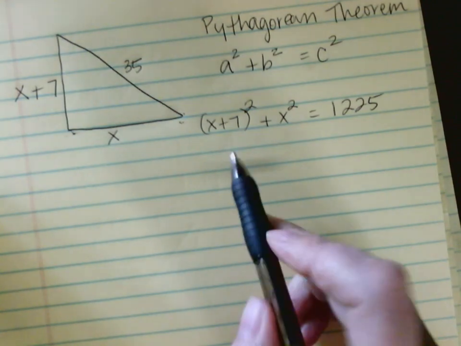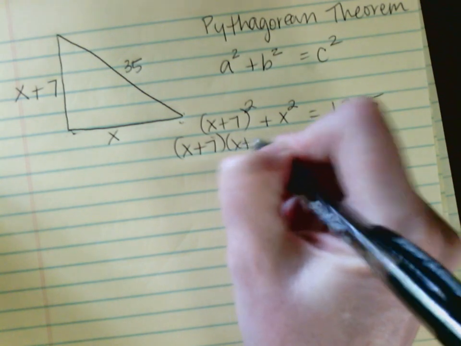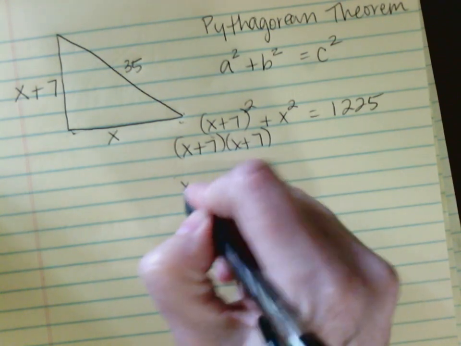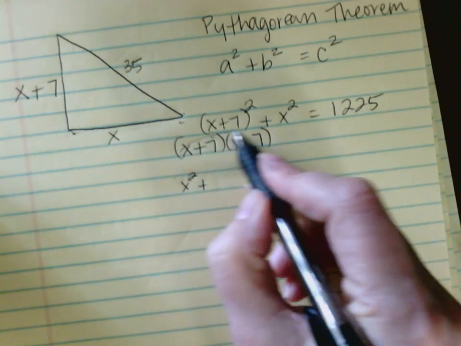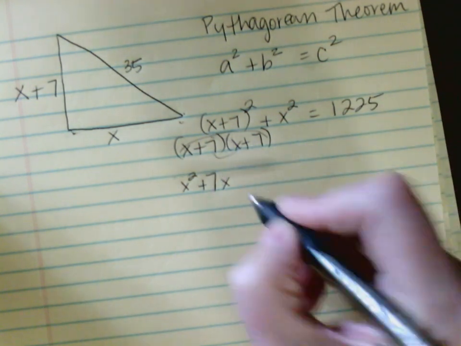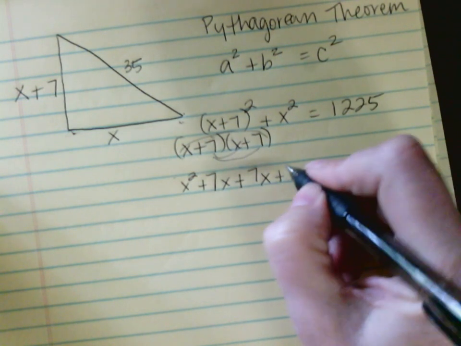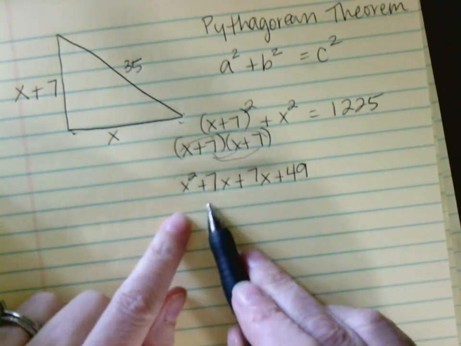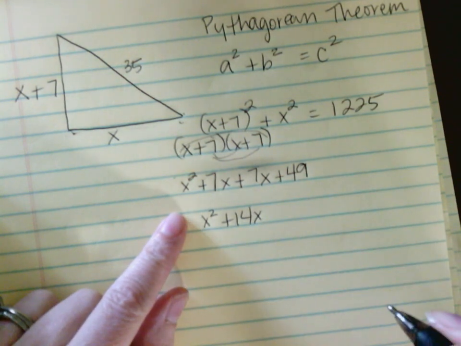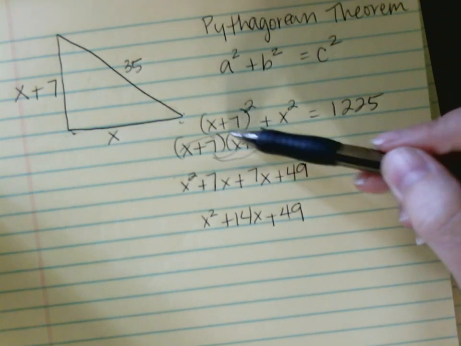So let's write this side out. Let's see what x plus 7 squared means, which is x plus 7 times itself. So if I FOIL this, x times x is x squared, plus my outer x times 7 will be 7x. My inner would be another 7x. And then my last 7 times 7 is positive 49. Now if I put these 7x's together, I would have x squared plus 14x plus 49. So that took care of the x plus 7 squared.